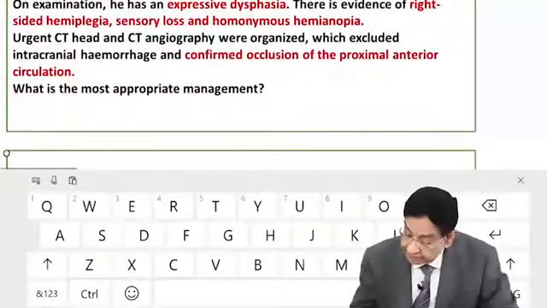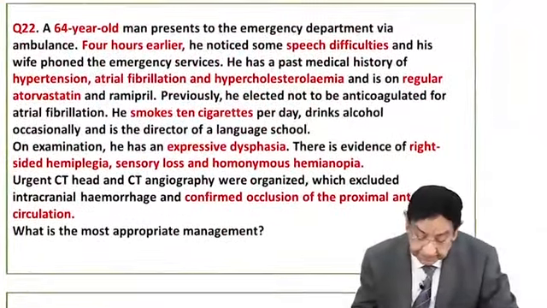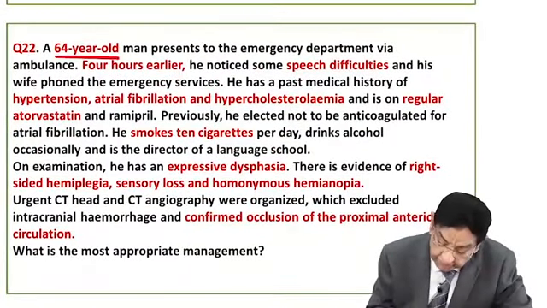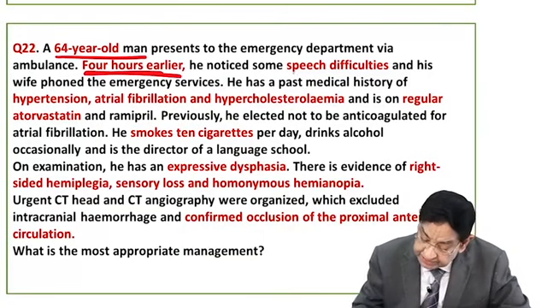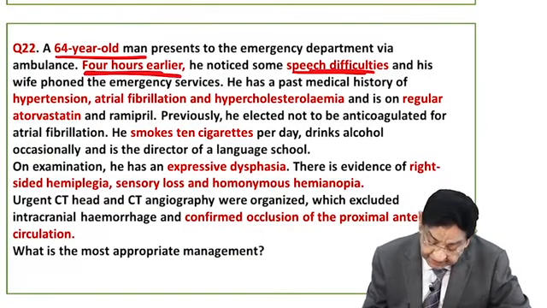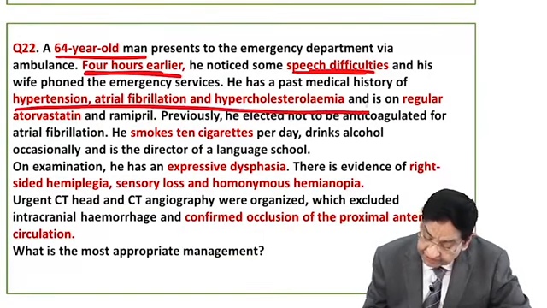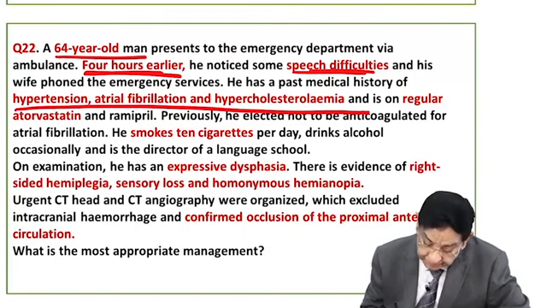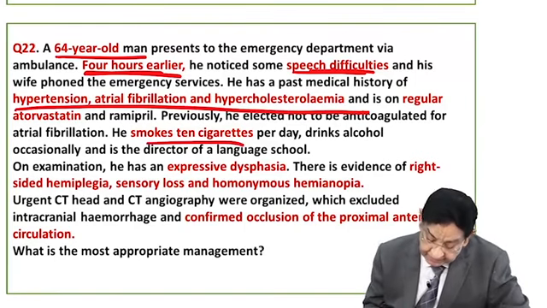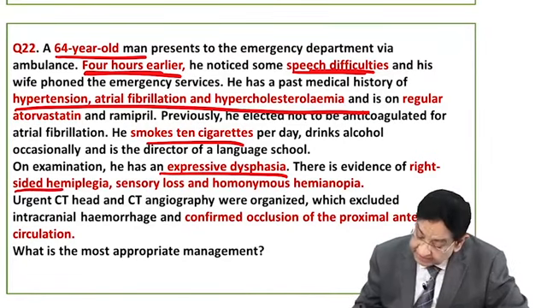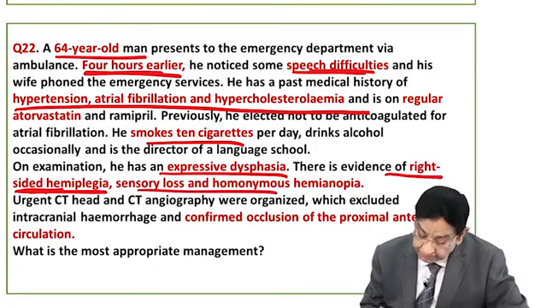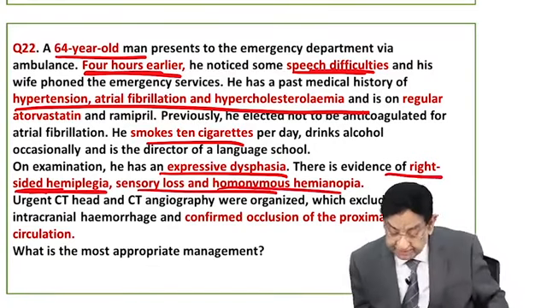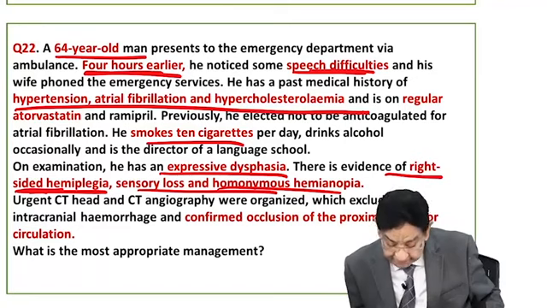Question 22. A 64-year-old man, 4 hours, speech difficulty, hypertension, atrial fibrillation, high cholesterol, smoking, and he has dyspnea, dysphagia, and right-sided hemiplegia, sensory loss, homonymous hemianopia. Okay.